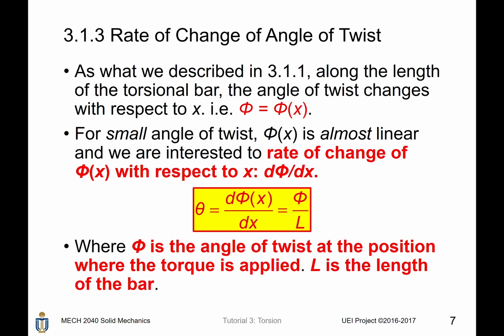Next, we talk about the rate of change of angle of twist. We discussed previously that the angle of twist changes with respect to x almost linearly. Since it is linear, that means d phi/dx equals a constant. So we have to define what the constant is. We can define a constant, say theta, to express the derivative of phi(x) with respect to x. We call it the rate of change of phi(x) with respect to x. Then we have the constant theta equals d phi/dx equals the angle of twist at the end of the bar divided by L.